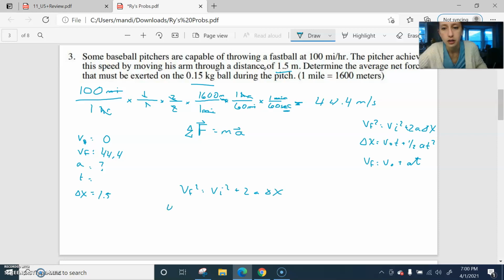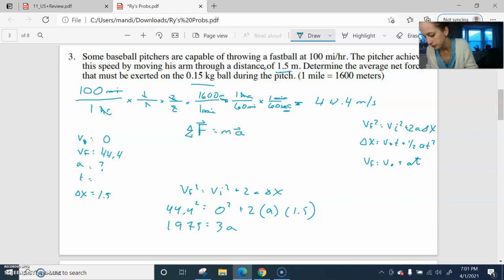The final is 44.4. We're going to square it. The initial is 0. We don't know the acceleration, but we sure wish we did. So 44.4 squared, 1975, equals 2 times 1.5. That's 3a. We divide both sides by 3 to get a by itself. a ends up being 658 meters per second squared.